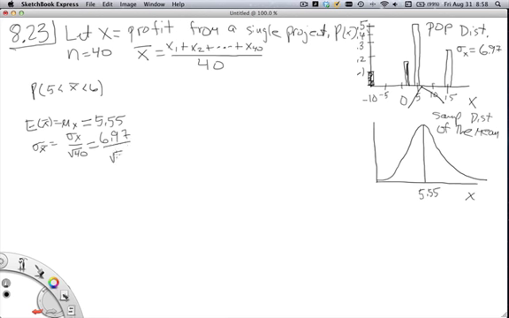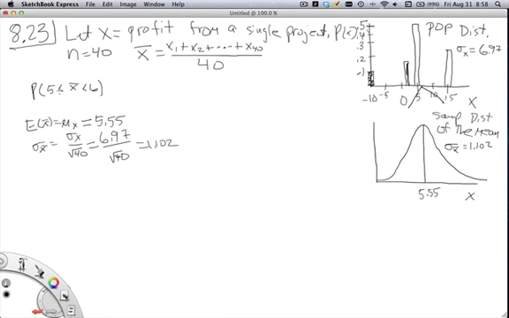Divide by root 40. So this quotient is equal to 1.102. So let's go be consistent. We always write our standard deviations next to the distribution so that we don't lose track of them. All right, well now we're at a point where we can solve this problem.